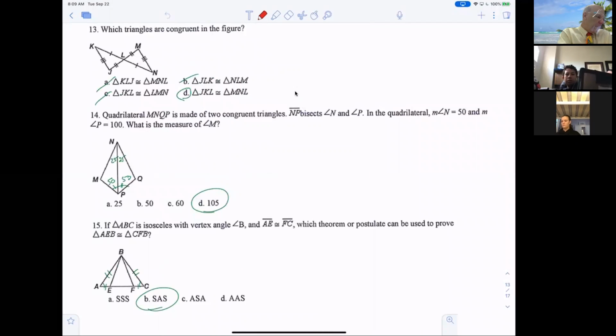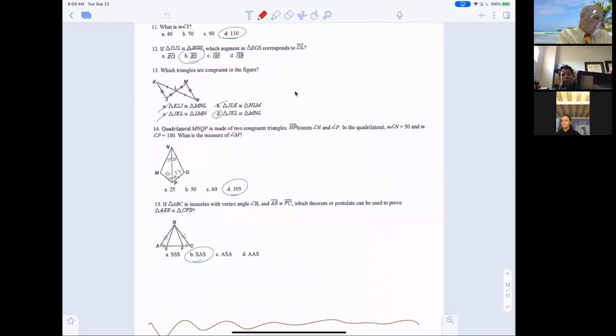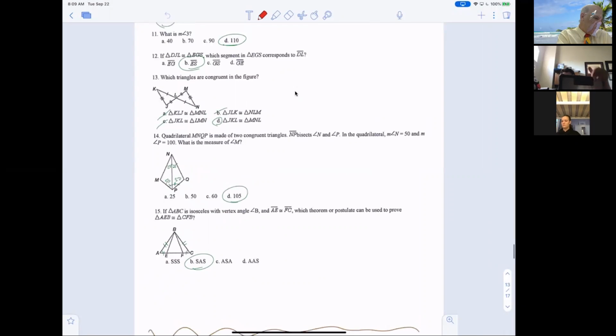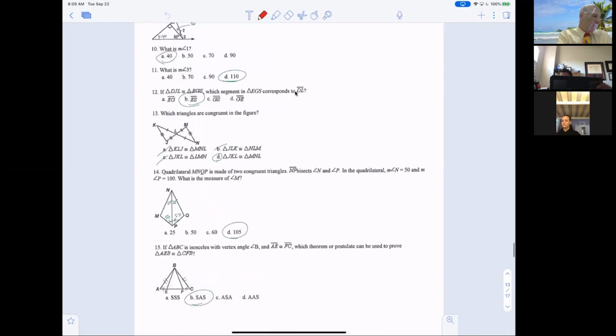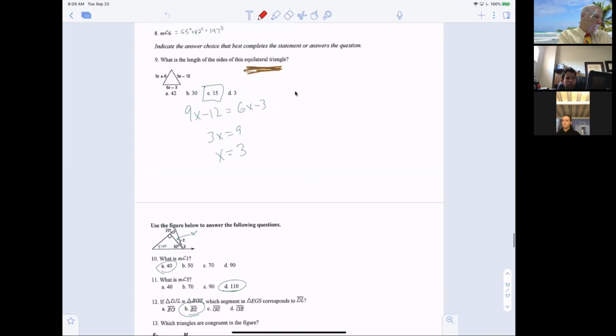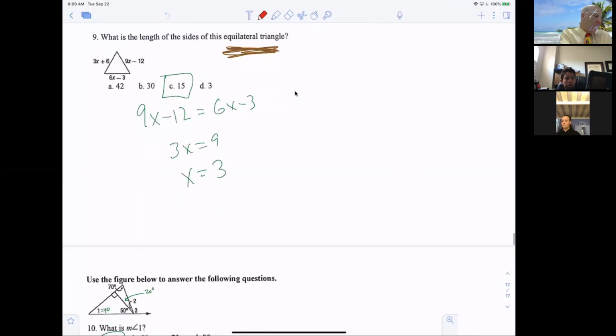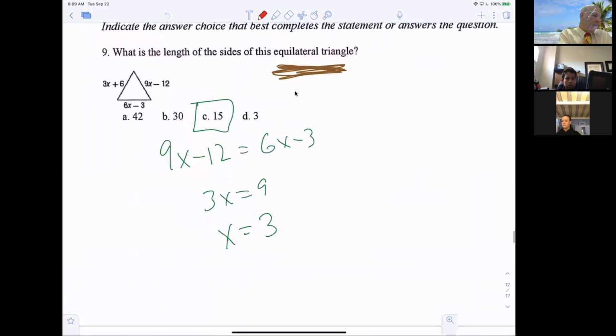Did anybody have any questions through 15? Yes. Let's look at number 9. What are the lengths of the sides of this equilateral triangle? Because it's equilateral, you just have to set two sides equal to each other, right? Do you agree? Does it matter what side? No, it doesn't matter what two sides.